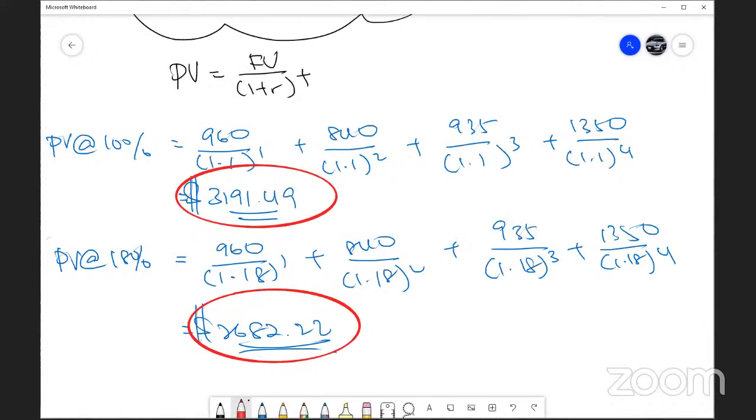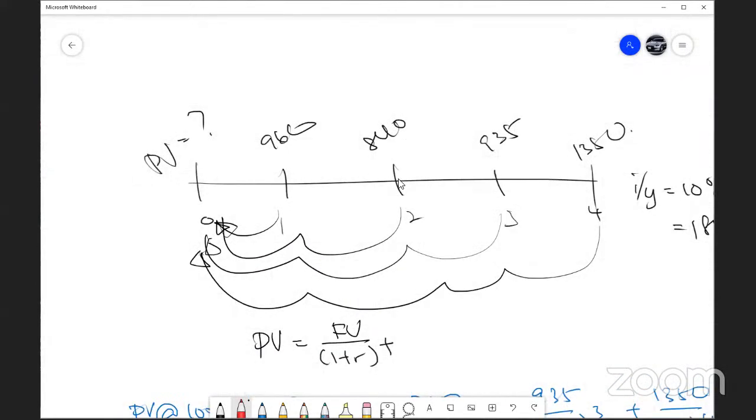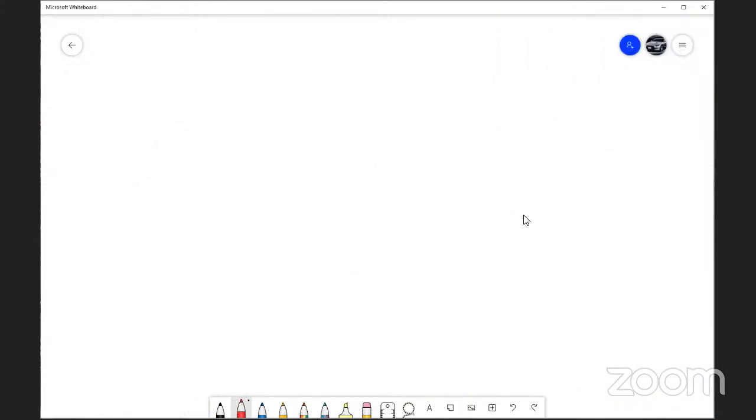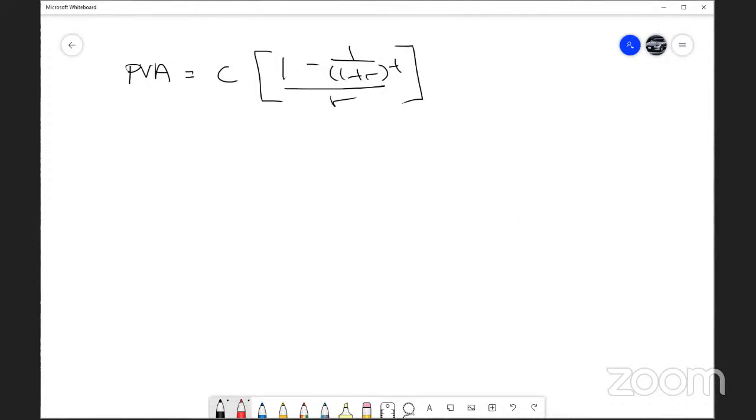Okay, so we are already done with PV, the simple present value. We already did present value perpetuity. So we haven't done present value annuity yet. PVA, present value annuity. I don't know whether you can still remember this formula or not. PVA equals C times (1 minus 1 over (1 plus R) power of T) divided by R.